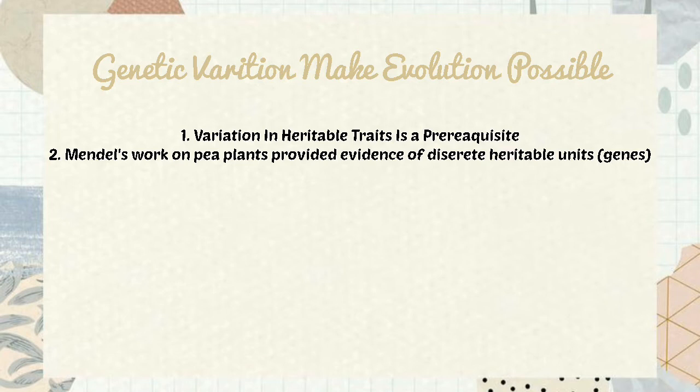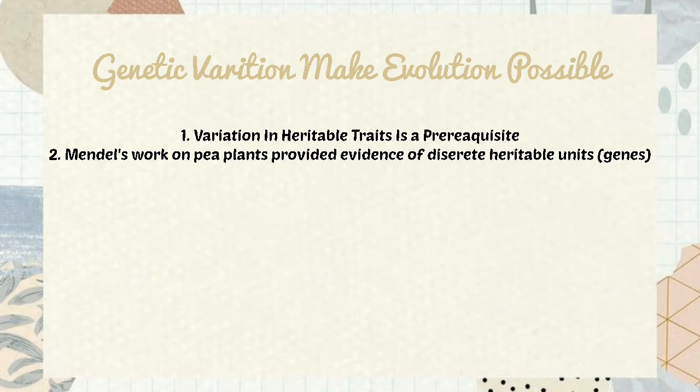1. Variation in inheritable traits is a prerequisite. That just means that there has to be a difference in the traits that can be passed on from parents to offspring in order for evolution to even happen. Otherwise, if everything was identical, like let's say the coloration, and suddenly the environment changes so that the coloration is disadvantageous, then all of the organisms are going to be taken out.